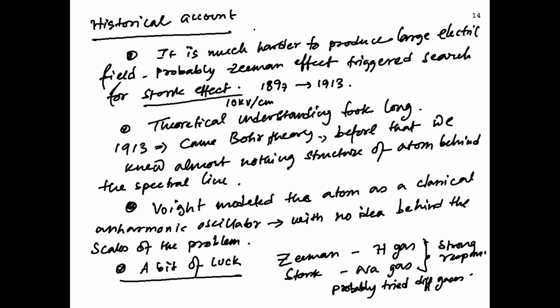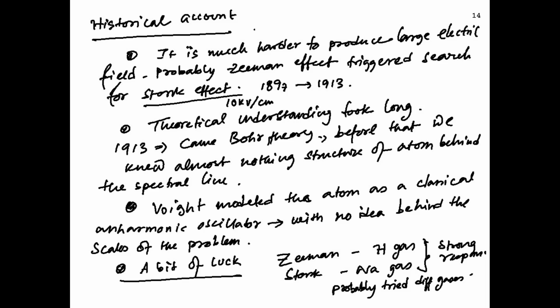It needs something like 10 kilovolt per centimeter electric field. If you try to do that in this cathode ray vacuum tube, it will cause a lot of sparks and discharge. So it took a long time to figure out how to tackle that experimentally, and the Stark effect was discovered almost 16 years after the Zeeman effect. So it was a natural progress of technology, but the theoretical understanding came much later, as I said.